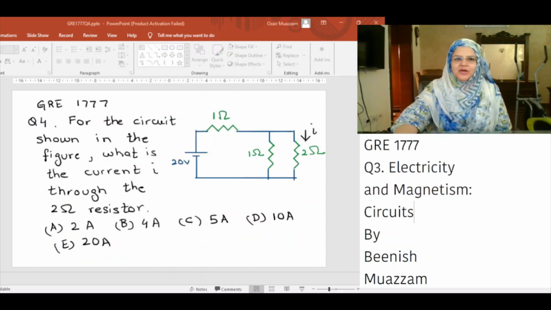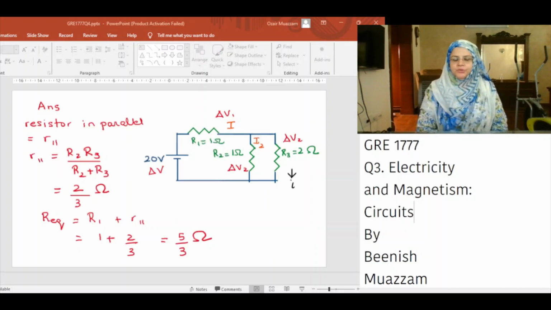Now let's come to our main objective, that was question 4 of GRE 1777. For the circuit shown in the figure, what is the current I through the 2 ohm resistor? A 2 ampere, B 4 ampere, C 5 ampere, D 10 ampere, E 20 amperes. The first thing that we need to do is to find the resistance of the entire circuit.